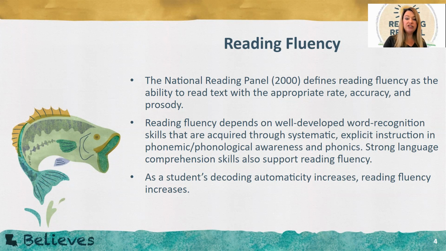And strong language comprehension skills also support reading fluency. And those are the two places in the reading rope. We're going to talk more about that on the next slide if you missed the first 3 sessions. As a student's decoding automaticity increases, reading fluency increases. So as they become more automatic in decoding and reading these words individually, their fluency is going to increase. They're going to read at a more appropriate rate, a more appropriate accuracy, and again, with more appropriate prosody. That has to do with those language conventions, reading in the way that we speak, acknowledging punctuation, those types of things.